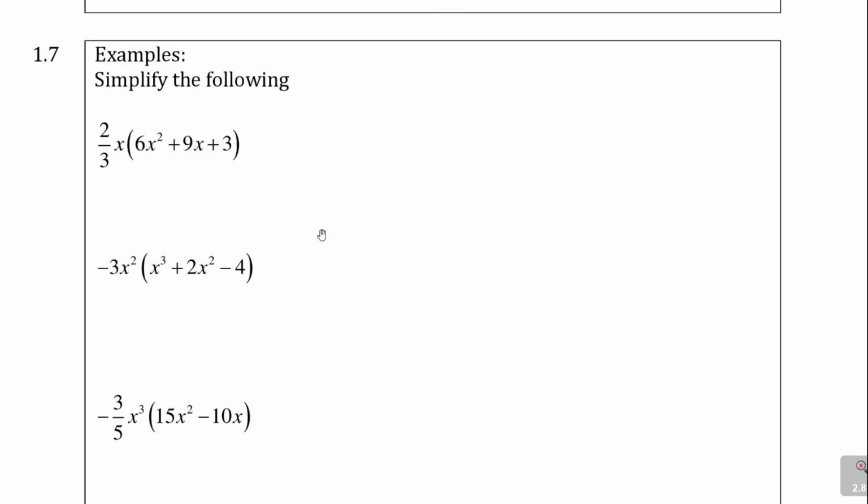Are you with me? Let's look at the next one and then I will end it up here. Now, these include a few things like the fractions, which are very important. For example, 2 over 3x.